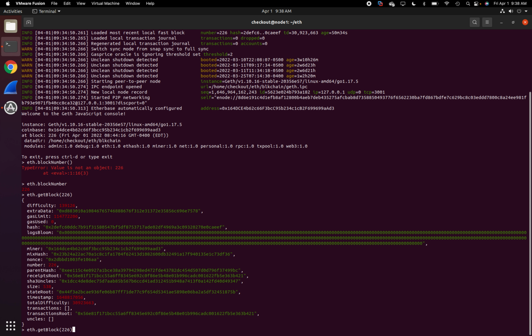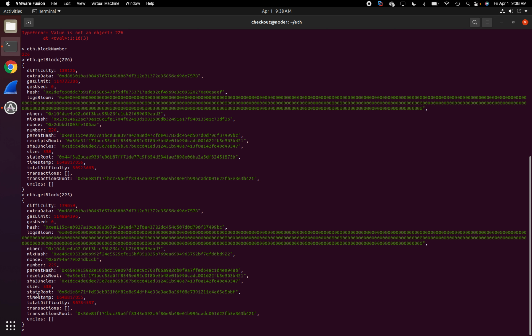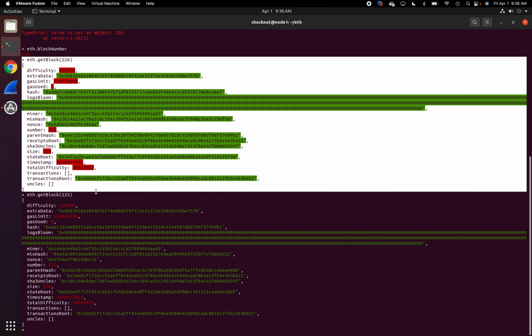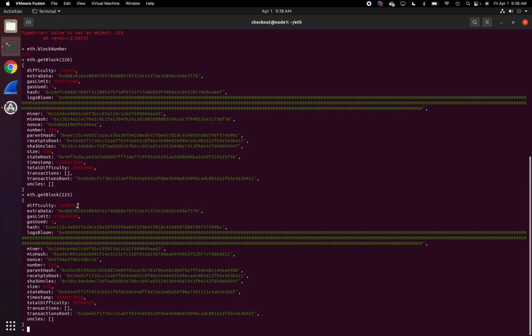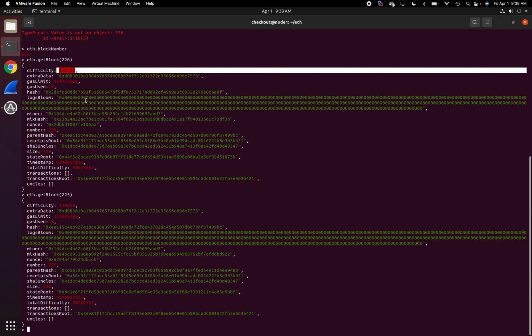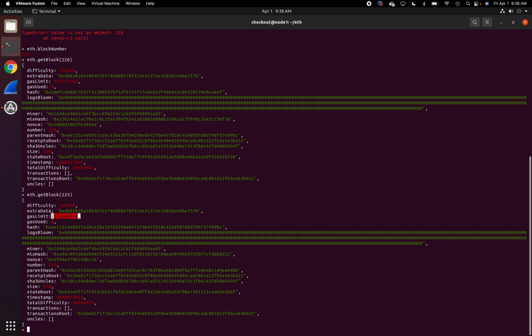So if we want to see the previous block to 226, so 225, we can get block 225. And so we have 226 up here, and we have 225 down here. As we can see, the difficulty will always go up in between blocks. So since 225 is before 226, this difficulty is going to be lower than this difficulty. It always goes up no matter what. The gas limit also always goes up, and this is just increased as the platform continues to age and total time being used. Our extra data is the same, it looks like, in between the two.